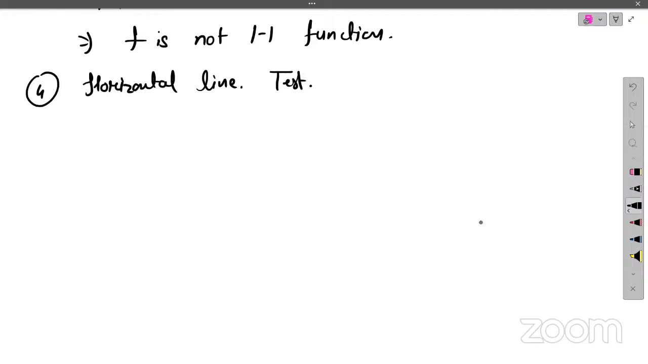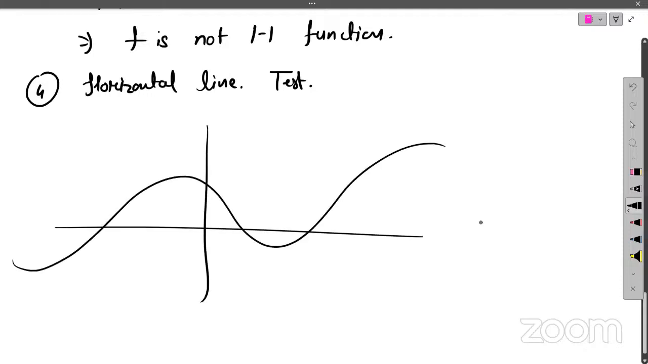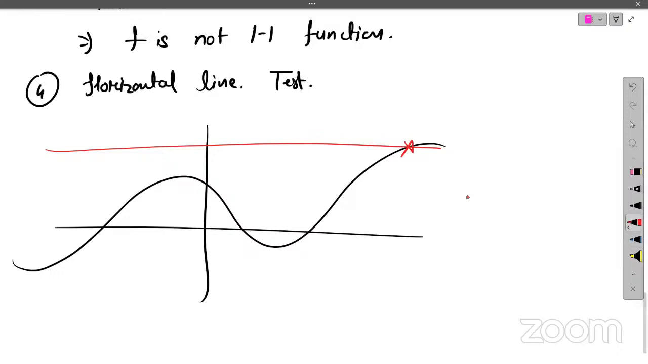So in the horizontal line test, if we have a graph of a function and we draw several horizontal lines, then the condition is that every horizontal line should intersect the graph at most once. For example, suppose you have such a graph. Here, if you draw this horizontal line, then it intersects the graph at only one point.